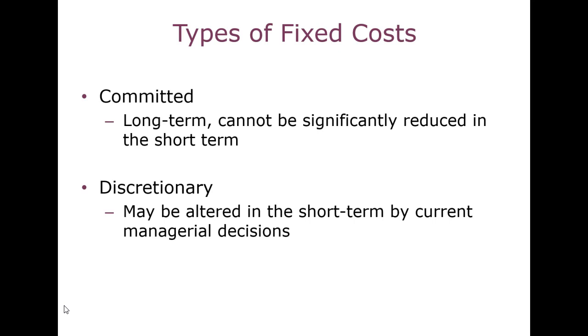Types of fixed cost. These can be divided into committed or discretionary. Committed fixed costs are long-term, and they cannot be significantly reduced in the short term. For example, if you built a new wing to your factory building, that's a long-term investment, and you're not going to be able to save that cost in the short term. You built it, it's locked in. Discretionary costs are, again, fixed costs, but they can be altered in the short term. For example, you could buy or sell a certain machine. You might think it's a fixed cost. It might be fixed as you own it and use it, but you could sell it and therefore reduce the cost on a short-term basis.